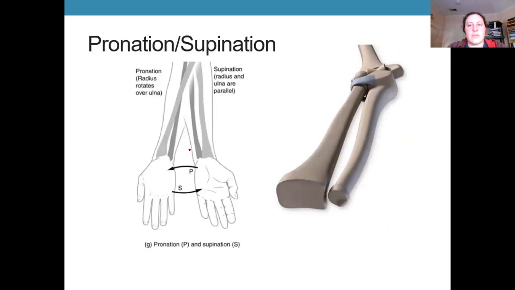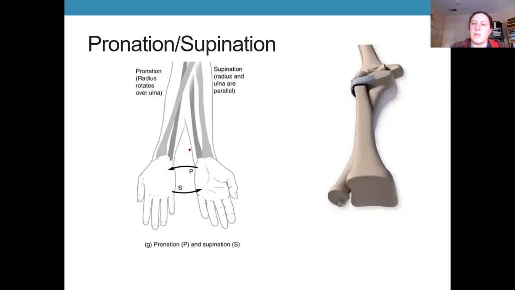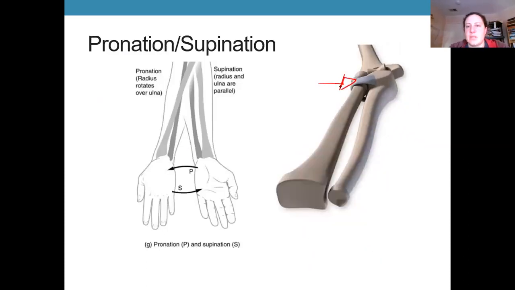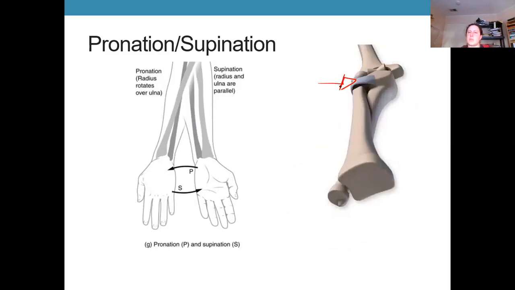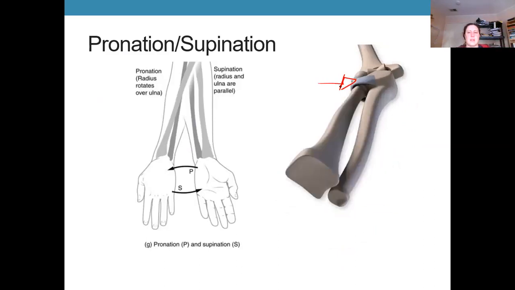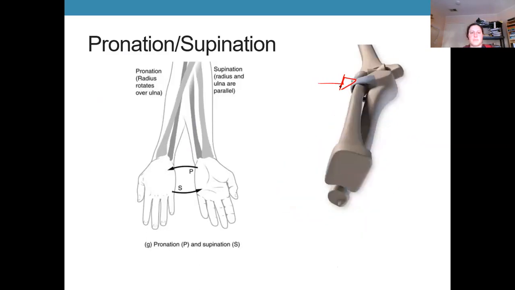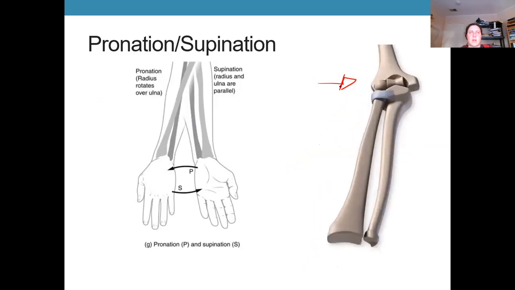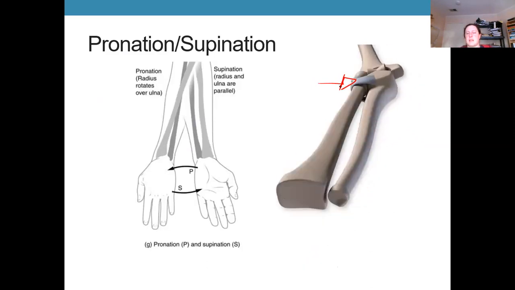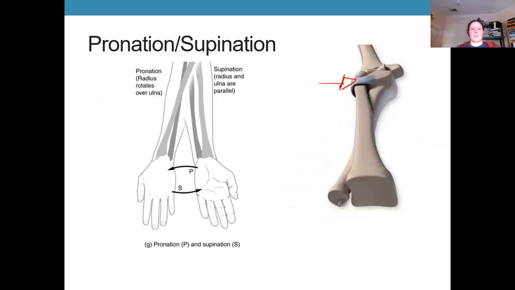So here is a GIF of that. And so this is occurring at that proximal radial ulnar joint that we looked at before, which is that pivot joint. And so the bones literally cross over each other when you're pronated, and they're parallel to each other when you're supinated, which is really probably why supinated is the anatomical position in the first place, because it's certainly not natural for us to stand there with our palms facing forward.